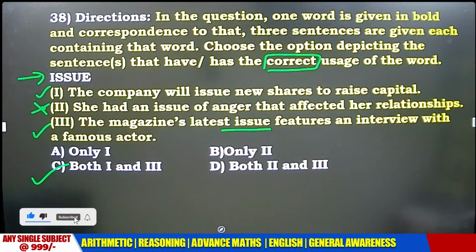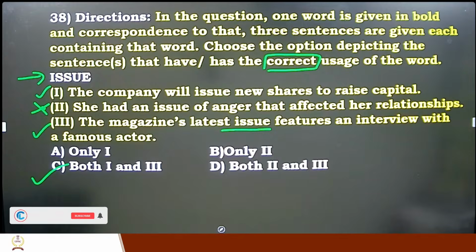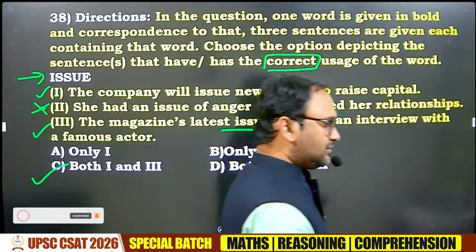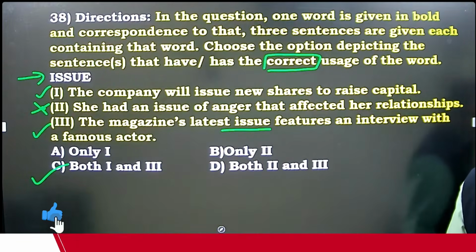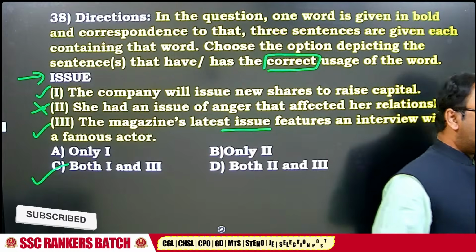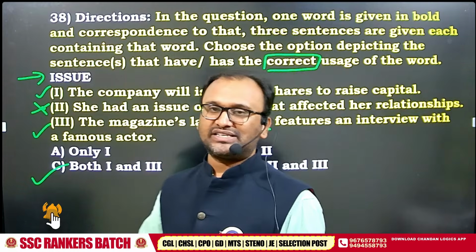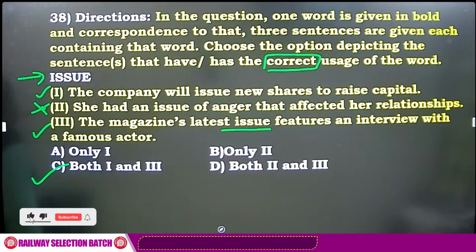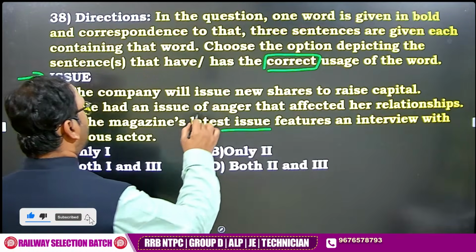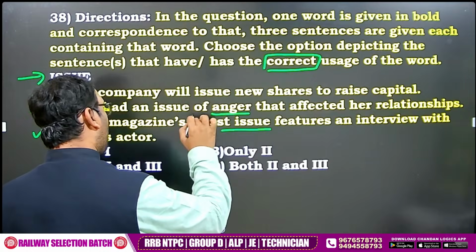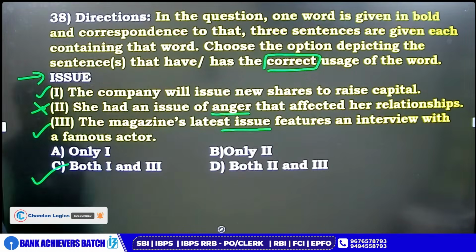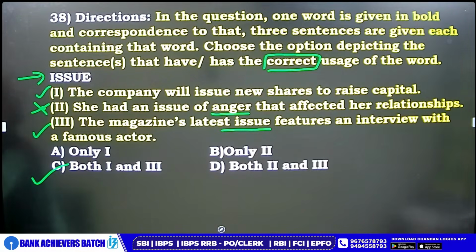Why is 2 wrong, sir? She had an issue of anger. Why can't we say she had an issue of anger? People say, no, he had an issue of anger. Students, tell me, why do you think the second sentence is wrong? What could be the strong reason? You cannot say she had an issue of anger. She had an issue of anger management. Something else should come.